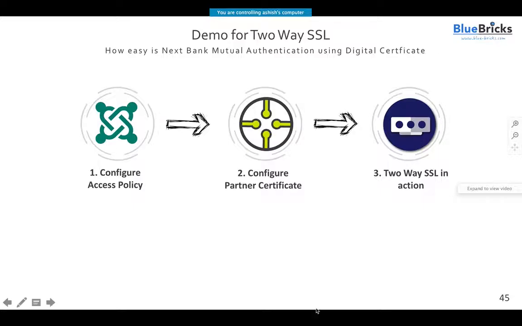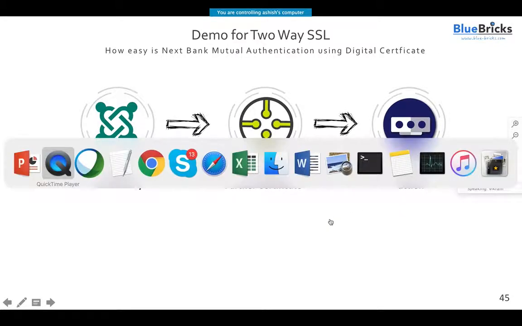So in this demo, we are going to do two things. First, we're going to look at the two-way SSL, which is basically the mutual authentication way using digital certificate. So how easy it is to do. In the first thing, we're going to look at the configuration of the access policy. Then how do we configure the partner cert? And lastly, we'll show you a demo of how it gets used in the SSL actually in action. Yeah. So let's get started.